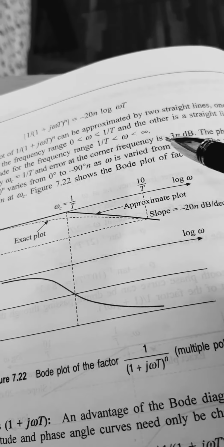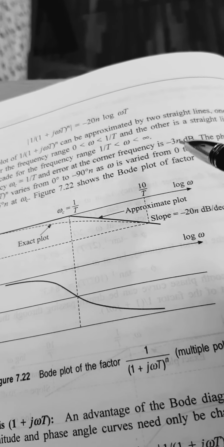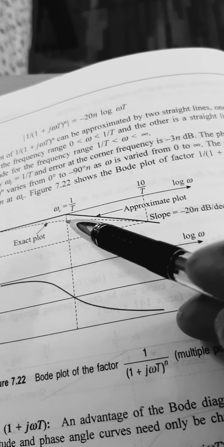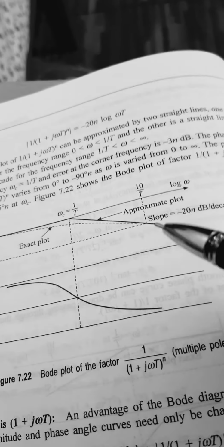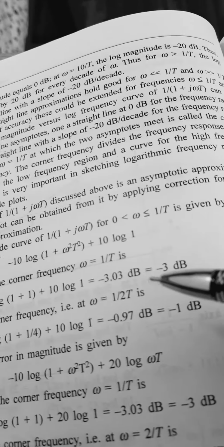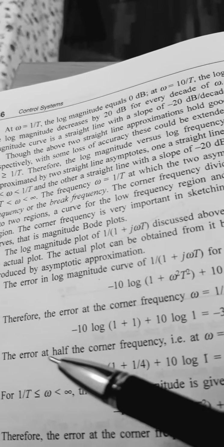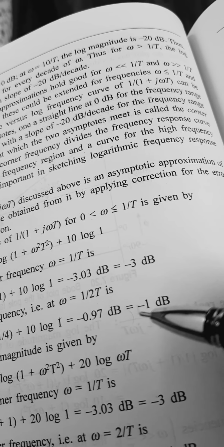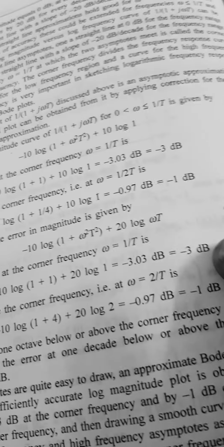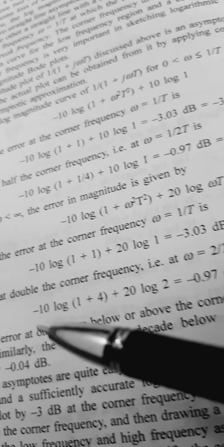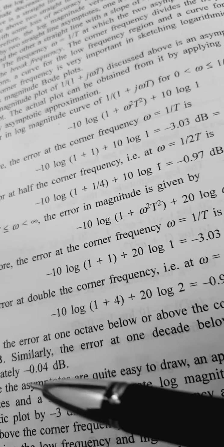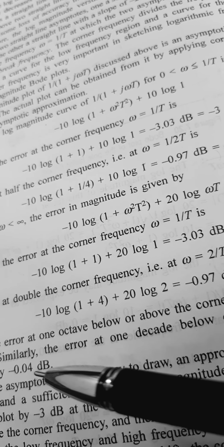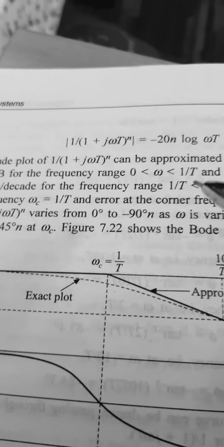So n is a multiplier in the approximations. Here at the corner frequency the error is minus 3 n dB, so for n equal to 10, minus 30 dB. In the previous case we calculated 3 dB, now it becomes 3n. At half the corner frequency the error is minus 1 dB, which becomes minus n dB, and at double the corner frequency it also becomes minus n dB. One decade above and below, it is minus 0.04 n dB. Everywhere you have to multiply by n.